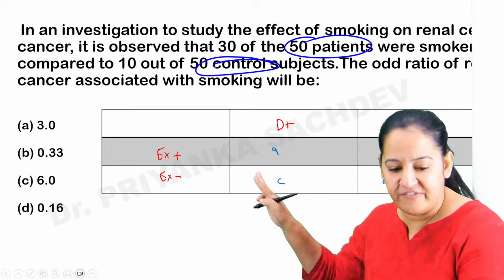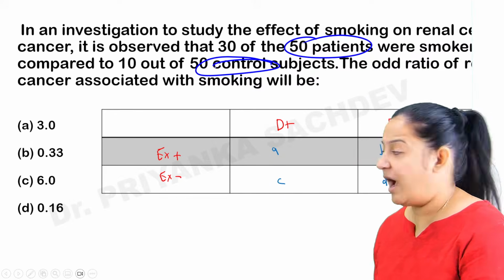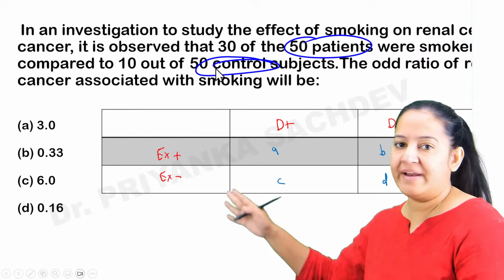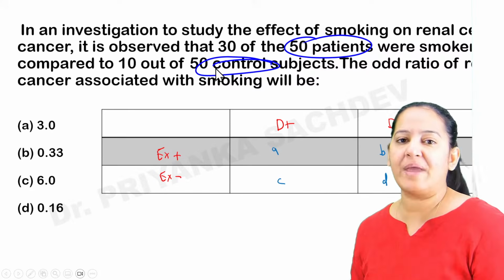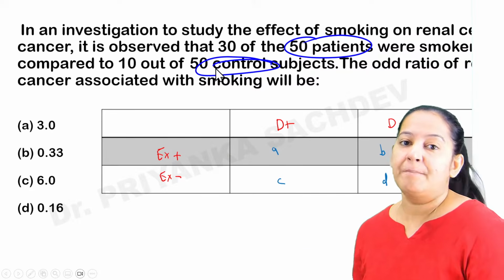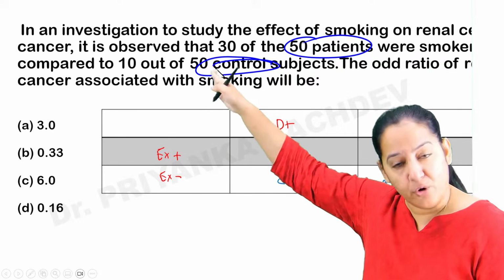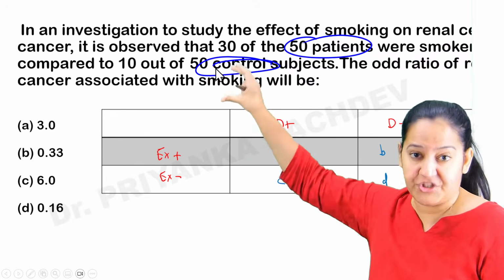What is this 250-50 number given in the question? Hana, I'm telling you how to fill this table. Once you get the values of ABCD, you know the formula of odds ratio: AD upon BC. It's easy to calculate once you know the values of ABCD. But how to decode the values of ABCD from the question, that I'm telling you.